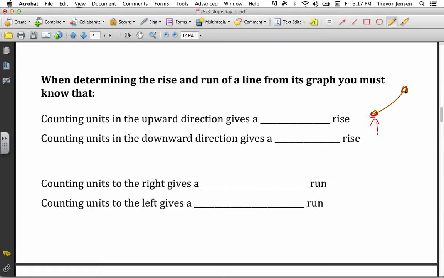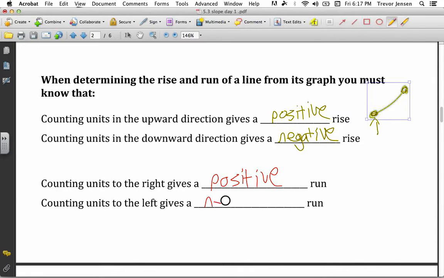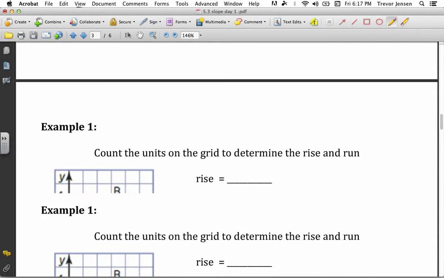If, to get to the other point, you must count in the upwards direction, you're going to have a positive rise. If you have to count in the downwards direction, you will have a negative rise. I'll give you some examples of this in a second, so don't worry. When you're doing run, to get from one point to the other, if you're counting units to the right, this will give you a positive run. If you're counting units to the left, this gives you a negative run. Okay? So let's see what some examples of this look like.